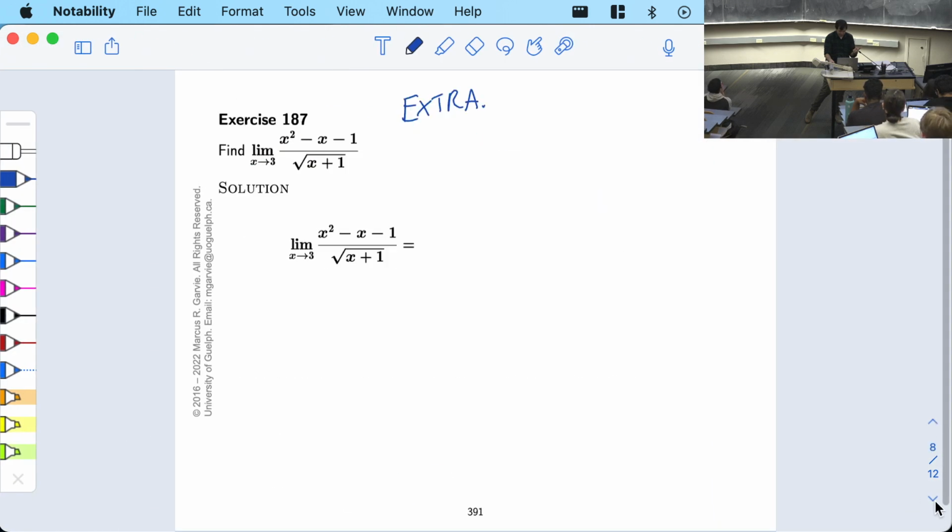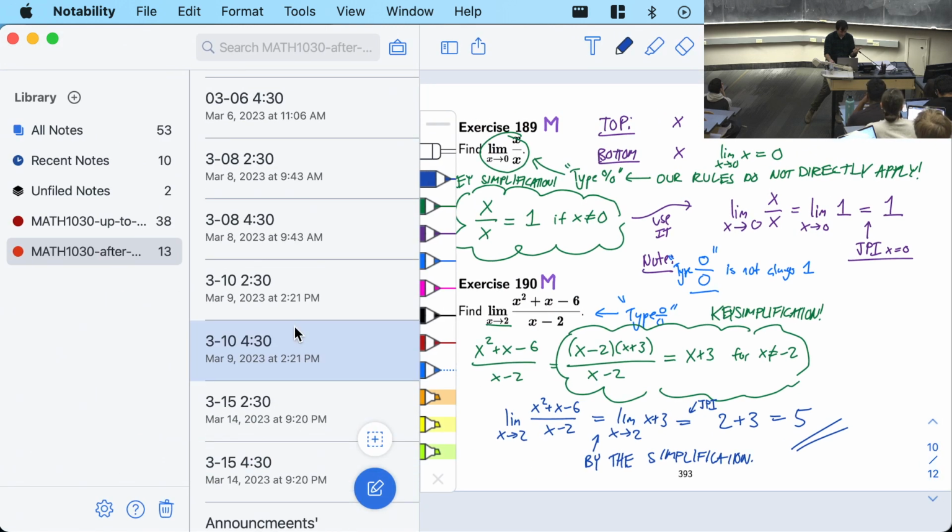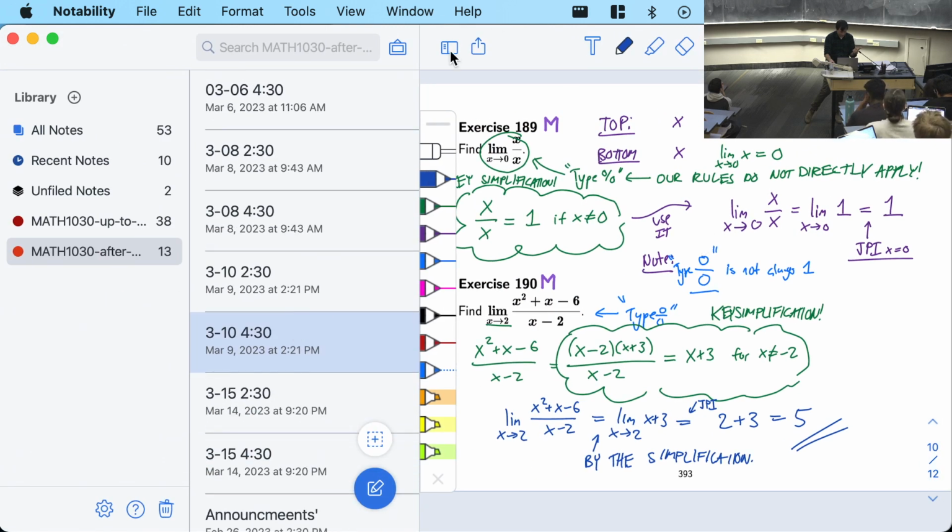Where are the examples? Not this one, not this one. Am I in the wrong class? No, OK, this one.